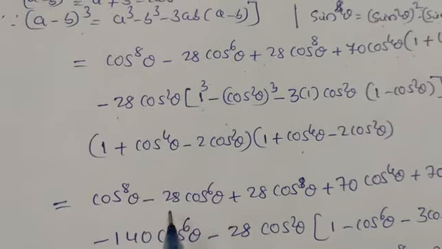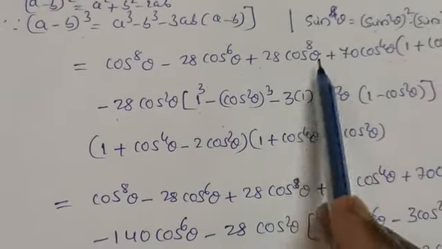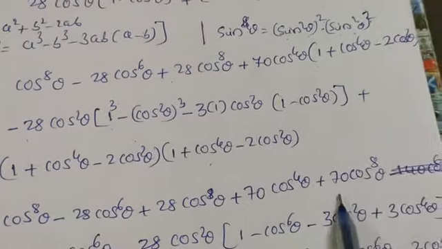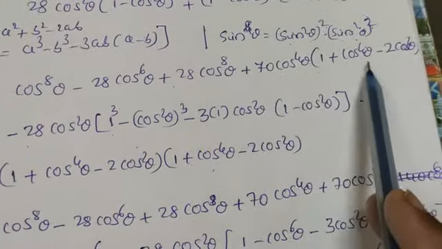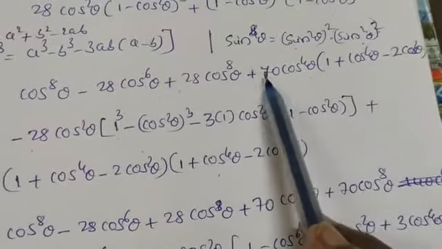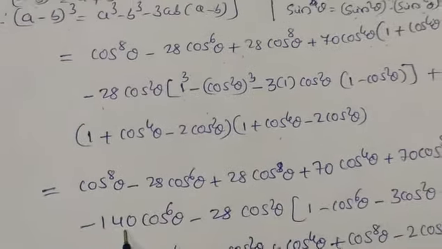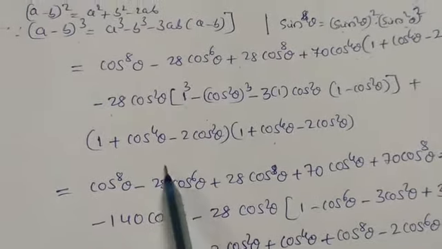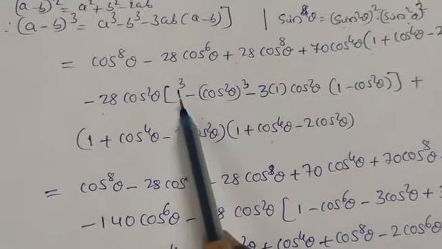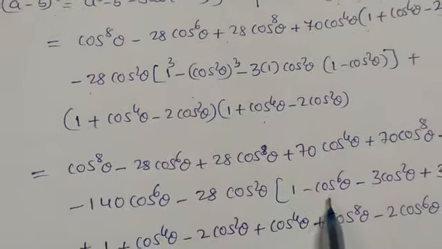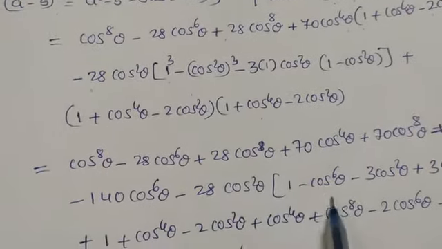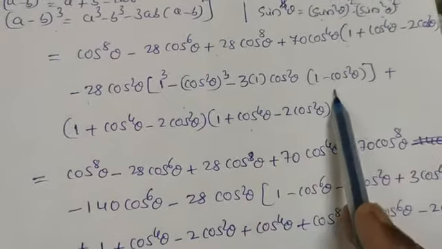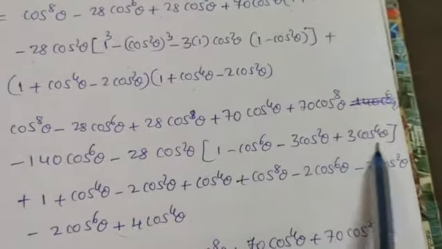This cos raised to 8 theta minus 28 cos raised to 6 theta plus 28 cos raised to 8 theta as it is, and plus here just open this bracket. This is 70 cos raised to 4 theta plus, open this bracket, 70 cos raised to 4 into cos raised to 4 is cos raised to 8 theta, and 70 into 2 is 140 cos raised to 4 theta into cos square theta is cos raised to 6 theta. Minus this 28, open this bracket, 1 cube is 1, minus cos square theta whole cube is cos raised to 6 theta, minus 3 cos square theta into 1 is 3 cos square theta, minus into minus plus 3 cos square theta into cos square theta is 3 cos raised to 4 theta.